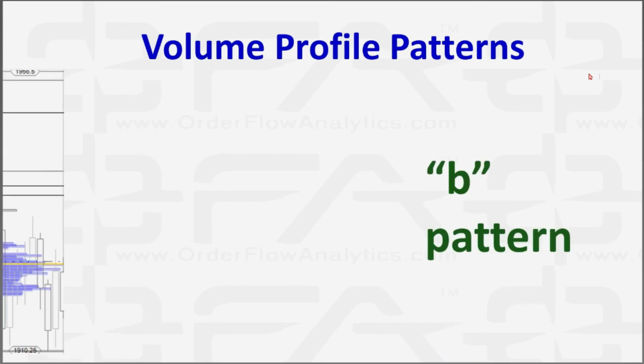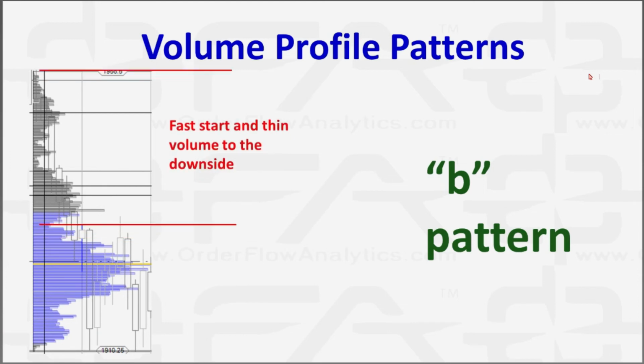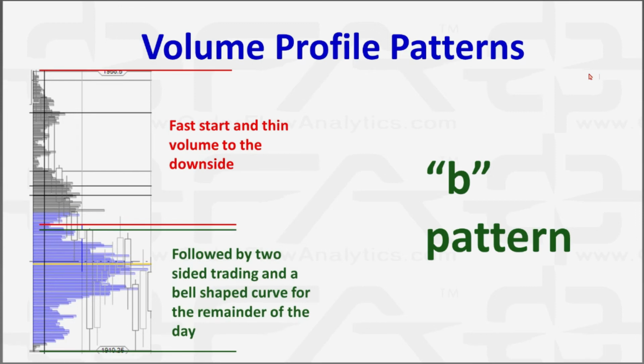So some other patterns of volume profile: a B pattern. A B pattern is you get a fast start and thin volume to the downside in the day, and then it's followed by two-sided trading and a bell-shaped curve for the remainder of the day. This structure is telling you that sellers had a lot of conviction at the beginning of the day, and through the end of the day, buyers started holding, right? Buyers started two-way interaction. We got a balance, and knowing that markets move from imbalance to balance, one of the things you naturally start thinking about is, if this is starting to become a balance area, and I can see it because there's a lot of activity and buyers are actively engaging sellers, then what is my trade plan?